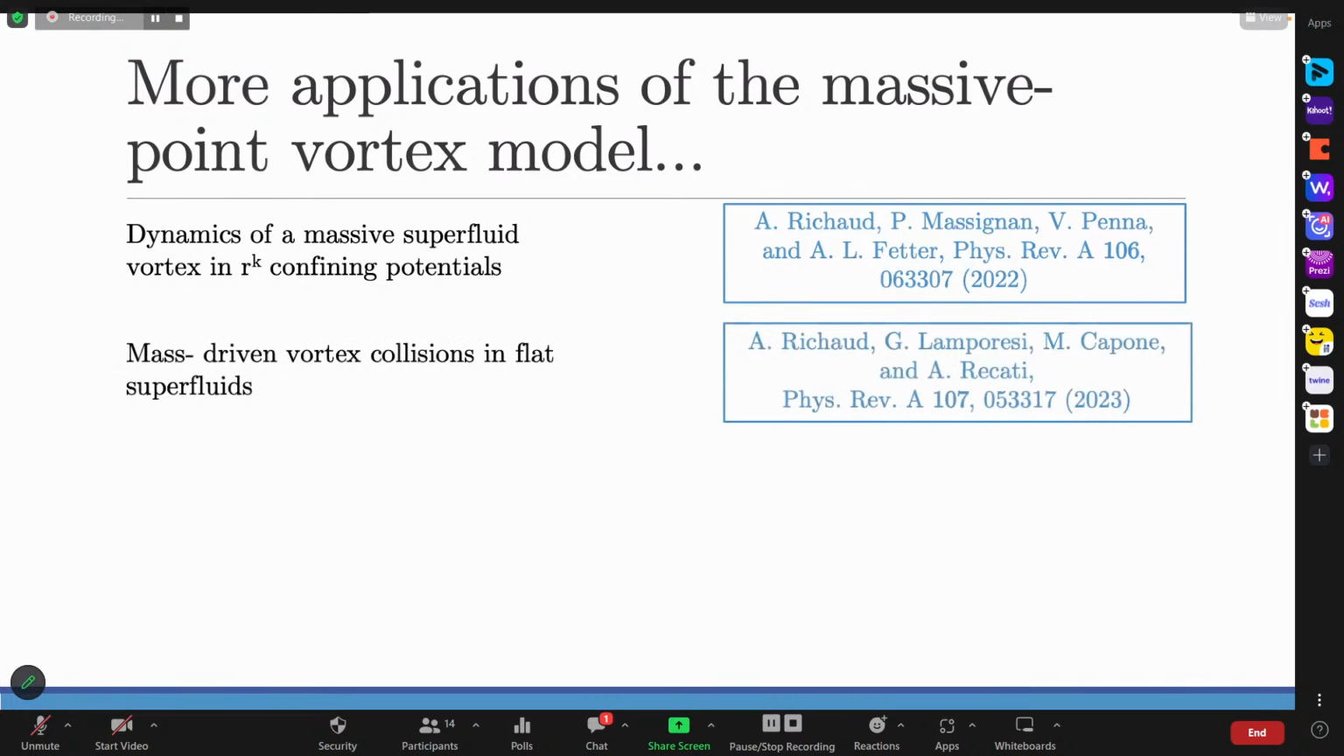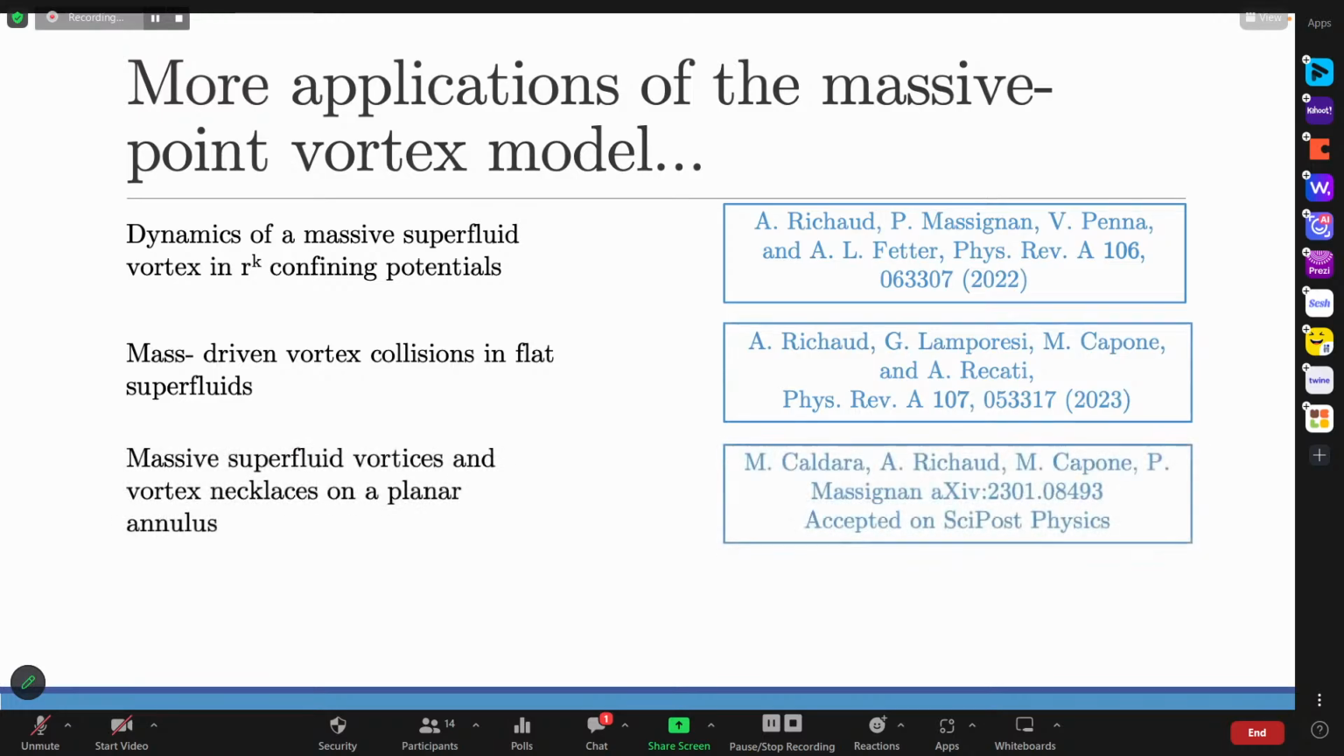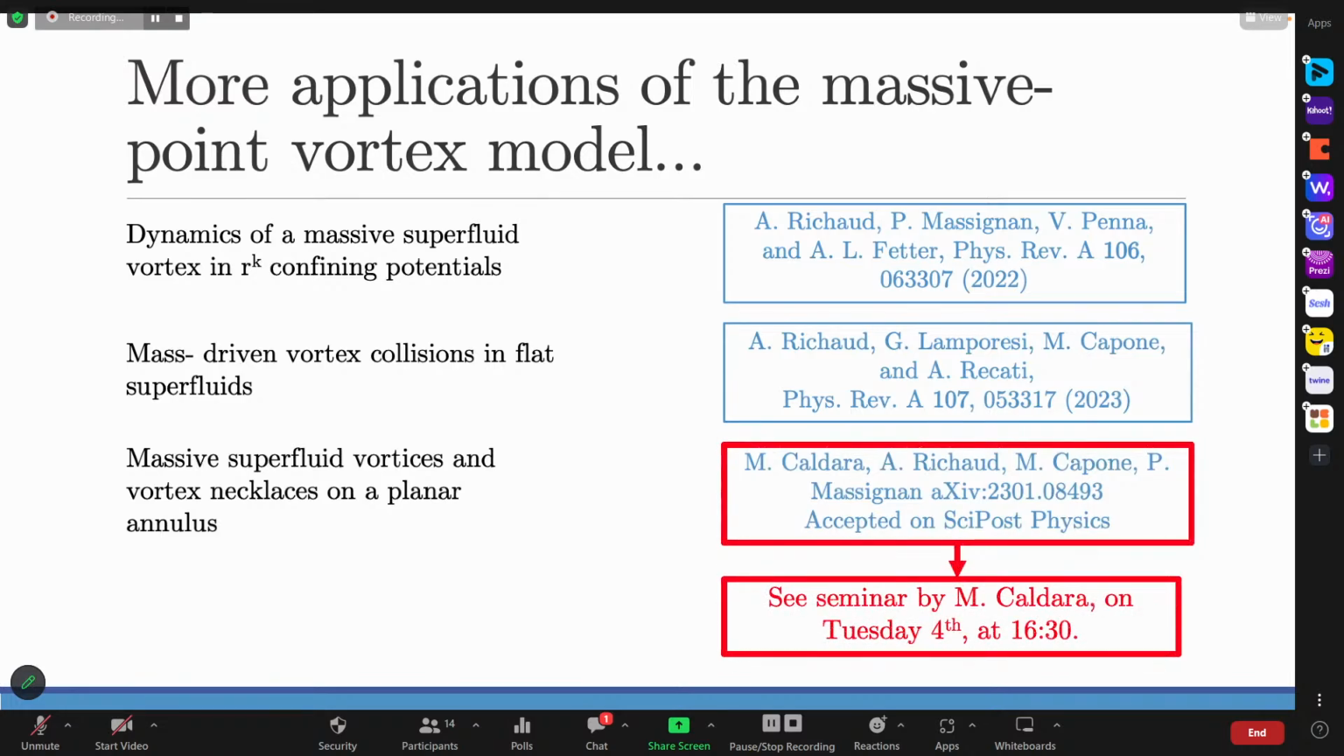Here with the Trento group, we studied the possibility of 2-vortex collisions, so the annihilation of vortex-antivortex pairs, and also the stabilization of vortices with charge greater than 1. And this one is also very recent. With the Trieste group, we studied the dynamics of superfluid massive vortices in annular geometry. And this will be the topic that my colleague Matteo Caldara will discuss tomorrow at 4:30. So I think it will be very interesting, and don't miss it.